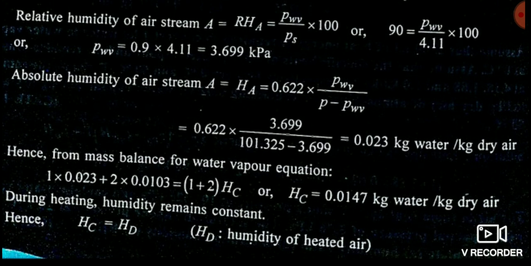Friends, after that we will calculate the absolute humidity, that is HA is equal to 0.622 into PWV divided by P total minus PWV. Here P total is 101.325. So you should put the values and you will get the absolute humidity of stream A, that is 0.023.